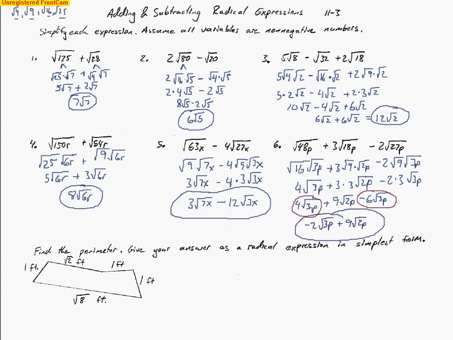Well, the next one asks us to find the perimeter. Give your answer as a radical expression in simplest form. And so, since I need to find the perimeter, all I'm going to do is add up all the sides. They're all in feet, so I'm just adding up the numbers. So I got 1 plus 1 plus 1 plus the square root of 2 plus the square root of 8. And so I go ahead and add these ones together. You get 3 plus the square root of 2 plus, now I'm going to take out the perfect square in 8, which is 4, square roots of 2.